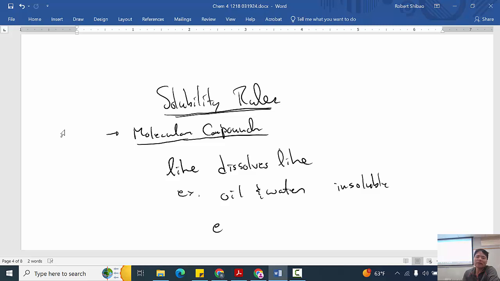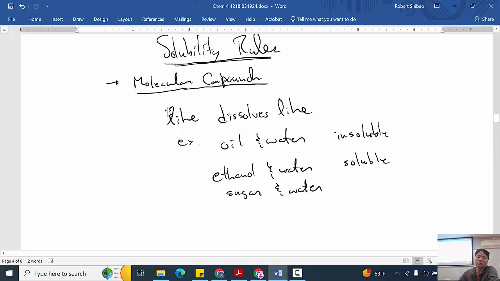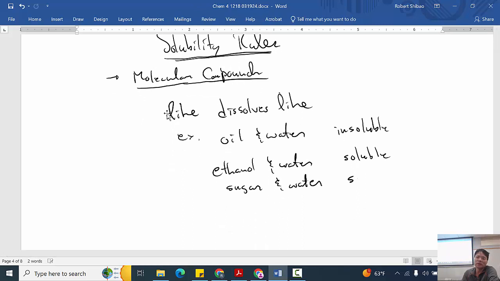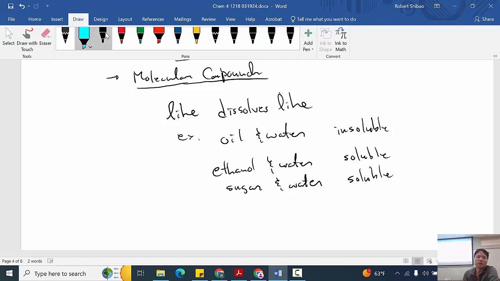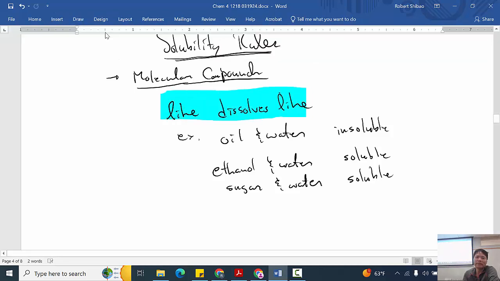But we could have something like ethanol. Ethanol and water have certain structural features that are very much alike, and since they're very much alike, they're soluble. The same thing with sugar. When you think of sugar, sugar and water don't seem very similar at all, but structurally, they have certain characteristics that are very similar, and therefore they're soluble. We'll look at these structural characteristics later, but basically the solubility rule here is simple to remember. Like dissolves like.